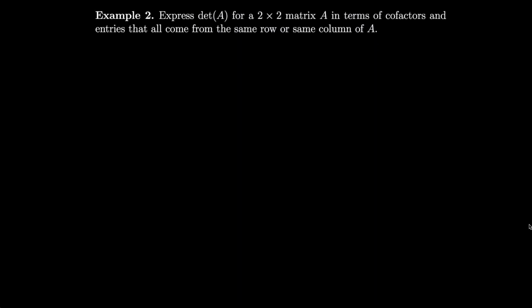How about we express the determinant of A for a 2 by 2 matrix A in terms of cofactors and entries that all come from the same row or same column of A? So for a 2 by 2, the signs should be plus, minus, minus, plus for our cofactors. If I look at C11, that should just be equal to M11, which in this case is just A22, because I'll cross out all of these entries and all of these entries, and this entry will be the only one left, which is second row, second column.